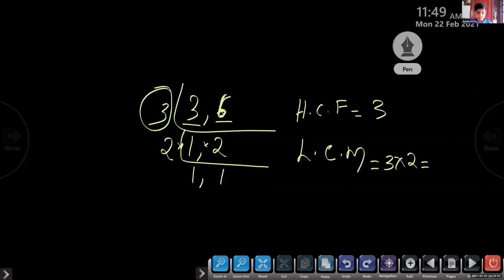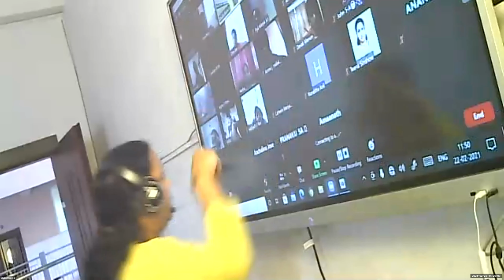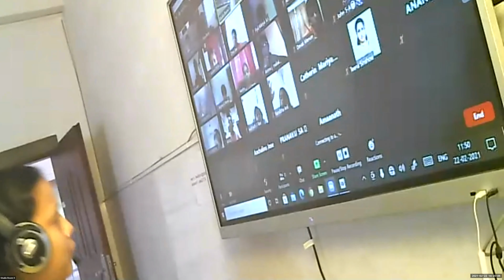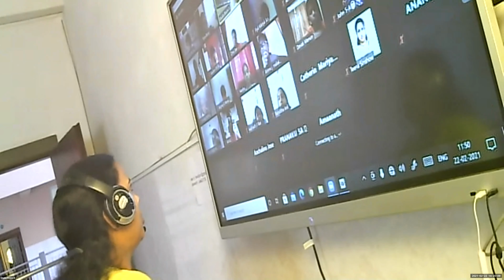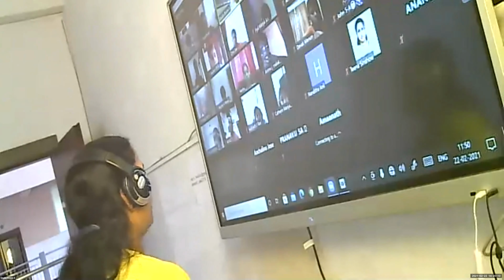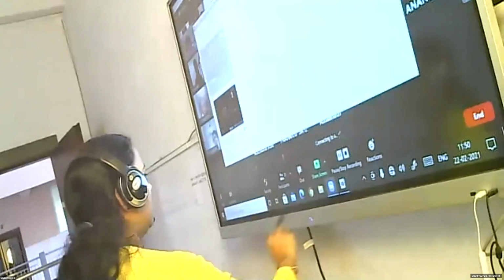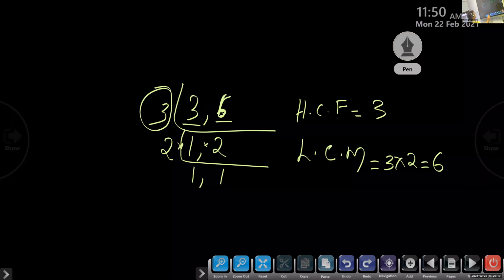So now children, you can understand the difference between HCF and LCM, least common multiple. Here least common means we will reduce both the numbers again and again till we get 1 and 1. Okay children, can I give you one question? All of you please take out your rough book and find the LCM.